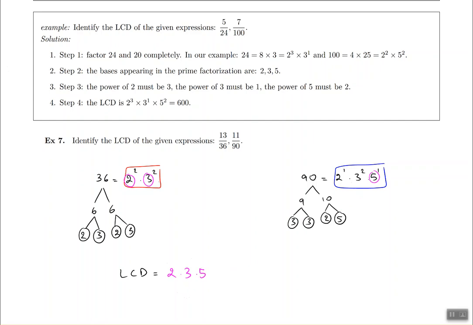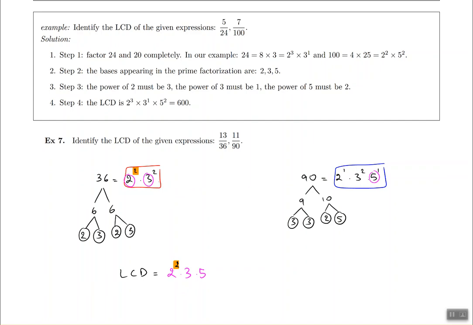Once you figure out what the bases are, you have to figure out what the power must be. For the power, typically what you want to do is pick the highest possible power you can find for the base. So for example, the 2 in this problem has power squared and power 1. We take the higher one of the two, which is the square, and we write it down in the LCD. So it's going to be 2 squared.